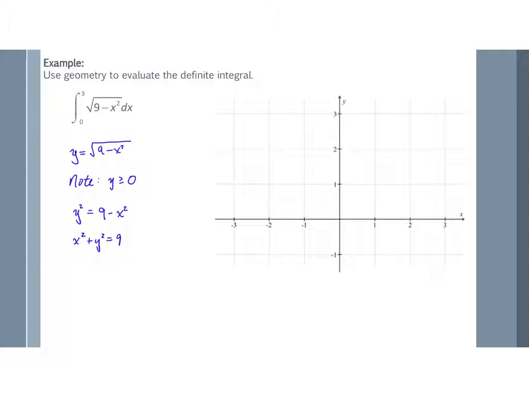Now the whole reason that we did this is because I'm betting that we had some difficulty knowing what the graph of this function looked like. So by applying this little trick of squaring both sides, I can see that this is a circle of radius 3. And it's centered at 0, 0. So let's go ahead and graph this function. So here we have our circle of radius 3 centered at the origin.